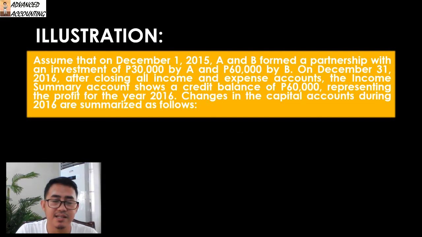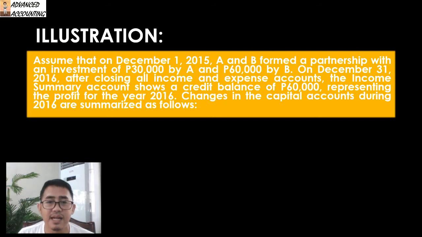So first, we will discuss this illustration. We will use this illustration for the rest of the video. So assume that on December 1, 2015, A and B formed a partnership with an investment of 30,000 by A and 60,000 by B. On December 31, 2016, after closing all income and expense accounts, the income summary account shows a credit balance of 60,000 pesos, representing the profit for the year 2016.